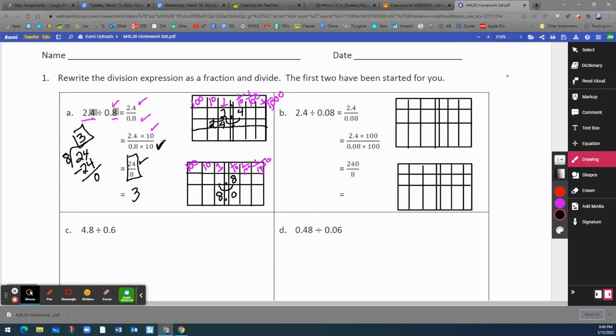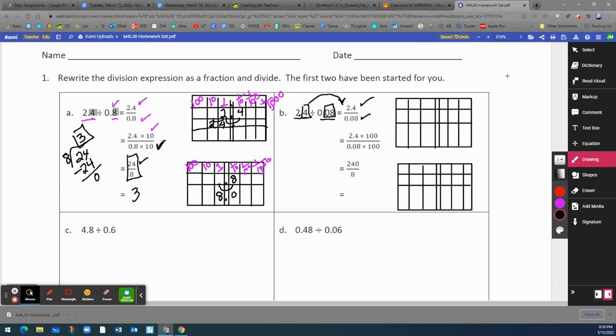Let's do the second one. Now, notice that this one is 2 and 4 tenths, which is only one number to the right of the decimal, and this is a hundredth. So this is two numbers to the right of the decimal. That's the reason why we multiply these two numbers. Before we do that, we convert it into a fraction. Here is the fraction. The first number, 2 and 4 tenths, becomes the numerator, and 8 hundredths becomes the denominator.